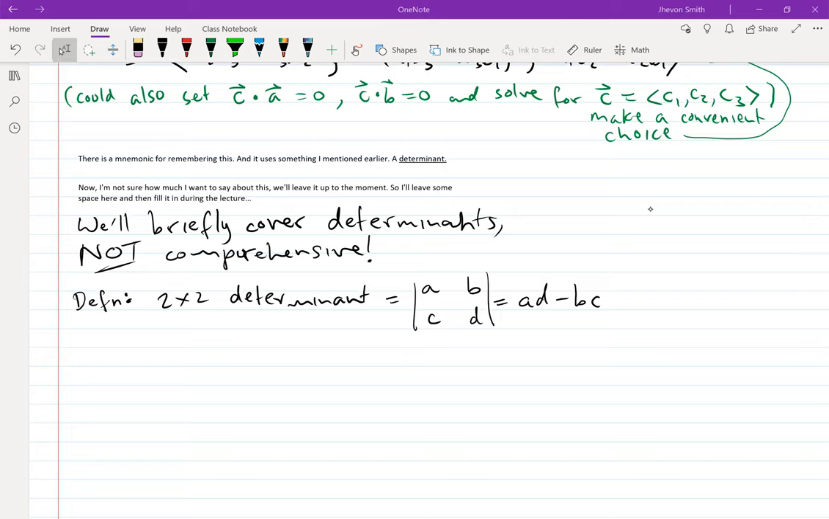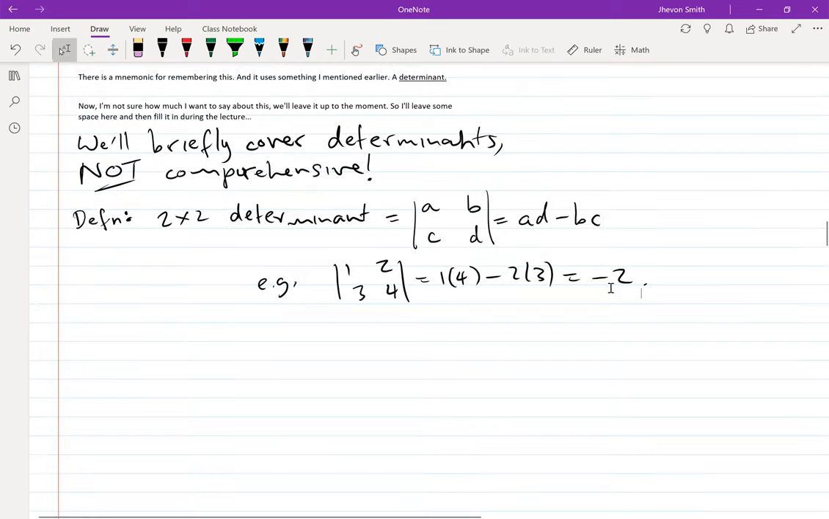A 2x2 determinant is this. If you have a square arrangement of numbers with these bars along the side, you take this times this, multiply along this diagonal called the main diagonal, and then subtract this times this. So for example, if I ask you, what is the 2x2 determinant 1, 2, 3, 4? Well, that's going to be 1 times 4 minus 2 times 3. So minus 2 would be the answer.